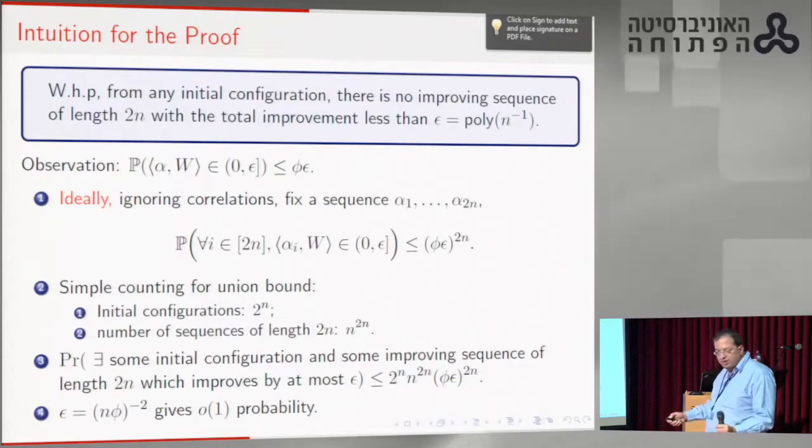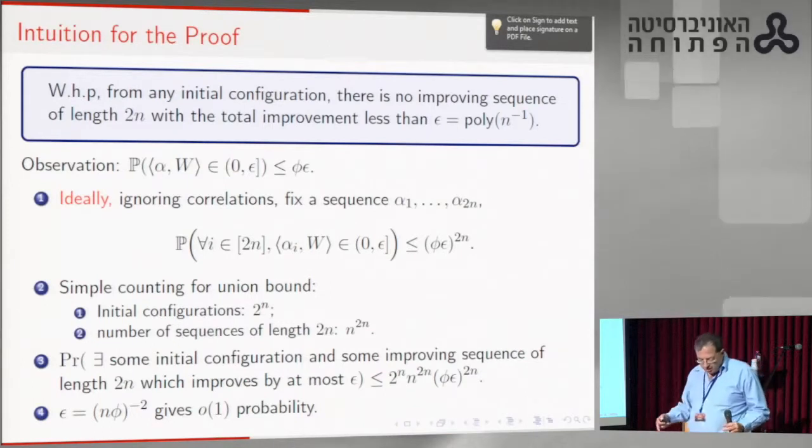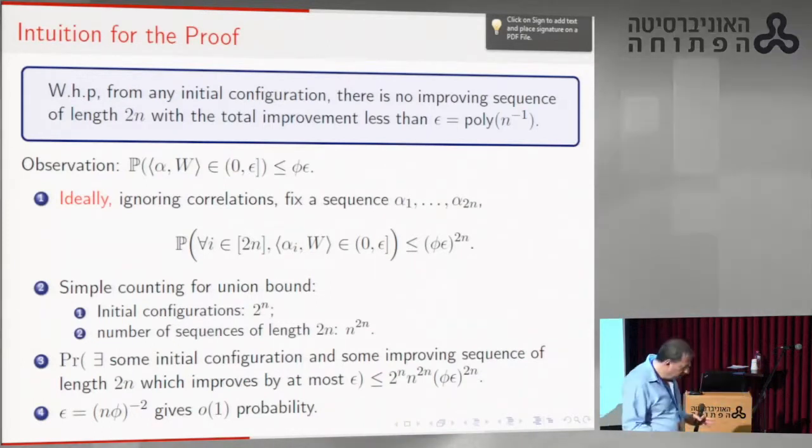The number of sequences of length 2n will be bounded by n to the 2n. Each time we have to choose the moving vertex. And then the probability of, so here it's a little tricky. We think of just one initial configuration, but to get this argument working, we really need to think of the initial configuration at the beginning of each block of length 2n. We want that all these configurations at the beginning of a block will be good.